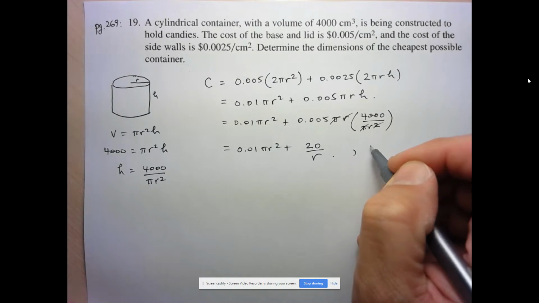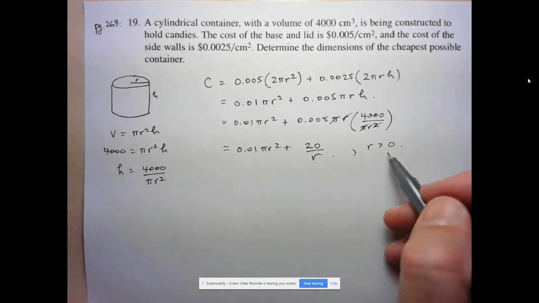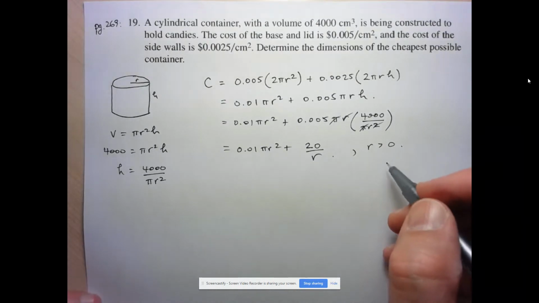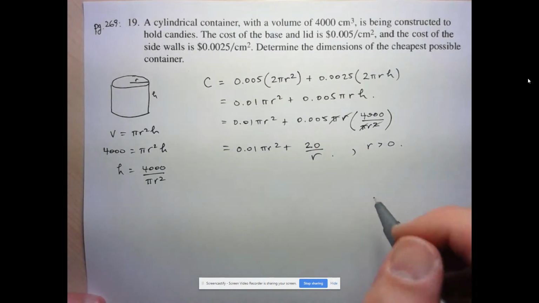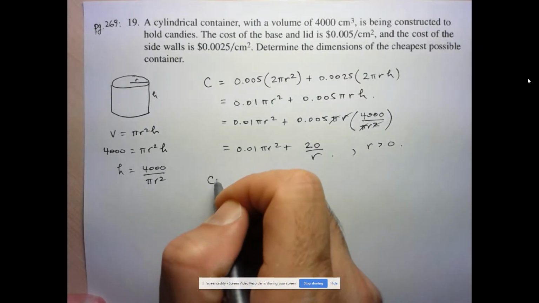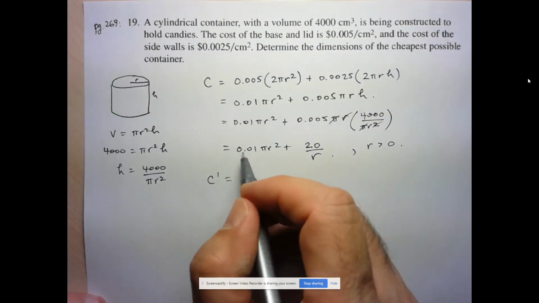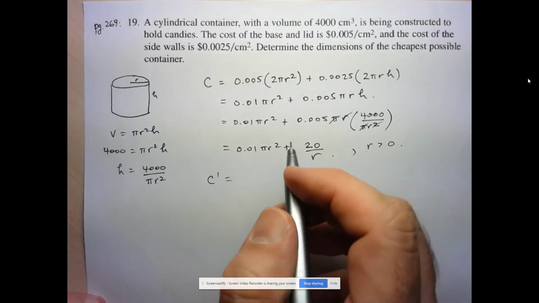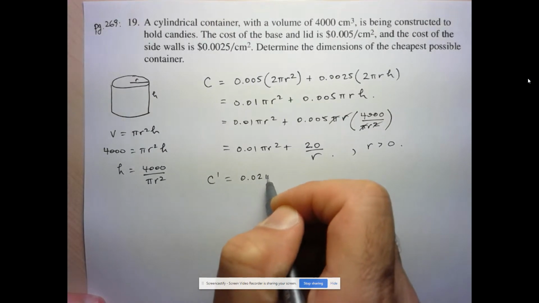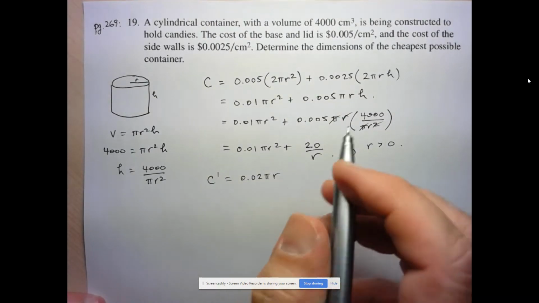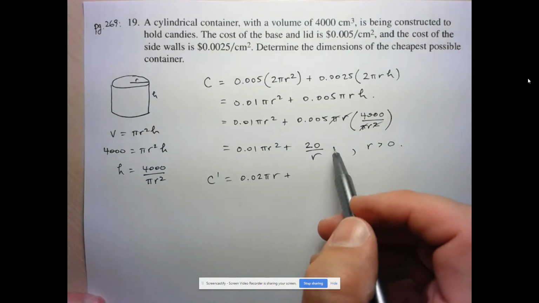Okay, and our domain here, well, r has to be greater than 0. So since our domain is not a closed interval, I'm going to have to test at the end whether the critical point I get is indeed a minimum. And speaking of that, we're now going to find the derivative in order to find those critical points. All right, so derivative here. So just 0.01 pi is just a constant, so derivative of r squared is just 2r. So 2 times 0.01 is 0.02 pi times r. Okay, plus, and I'm going to consider this as 20 times r to the negative 1.